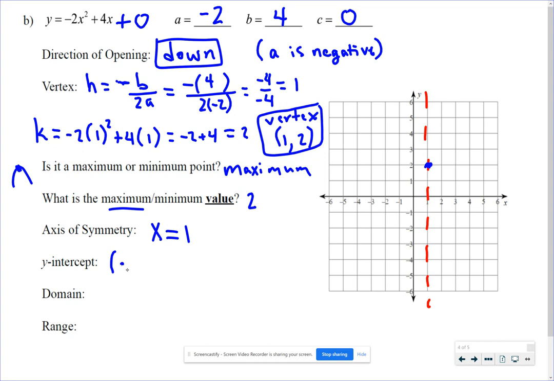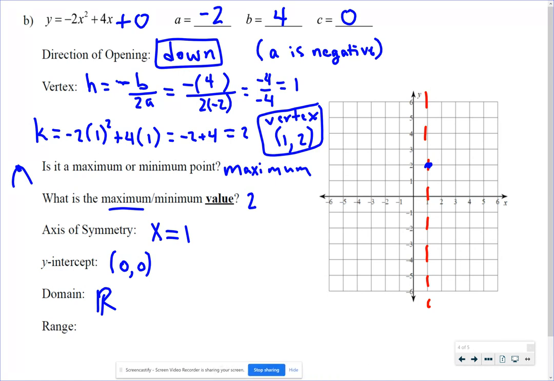Y-intercept: when x is 0, y is also 0. It's that c value. Remember, the c value is the y value, or the value of the y-intercept. (0, 0). Domain is going to be all real numbers. The range, let me hold on to that one for a minute. Before I do that, we're going to look at the graph a little bit.